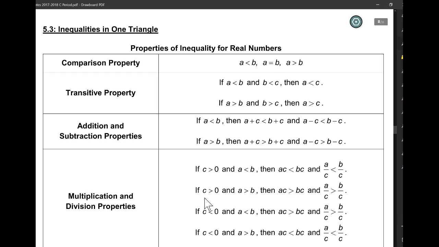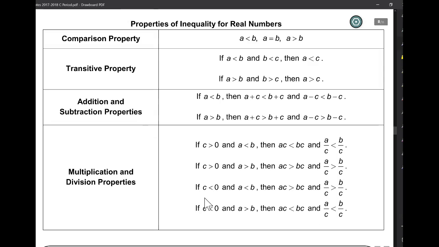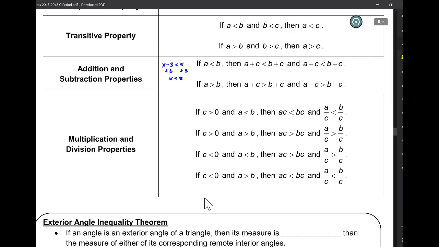Addition and subtraction properties. You did all this stuff in algebra. It's kind of like if I know x minus 3 is less than 5, can I just add 3 to both sides and I have x is less than 8? Those are all the applications that you did last year when you solved inequalities. This is nothing new. And then the last part is just multiplying and dividing. The only difference here is when you have c less than 0.